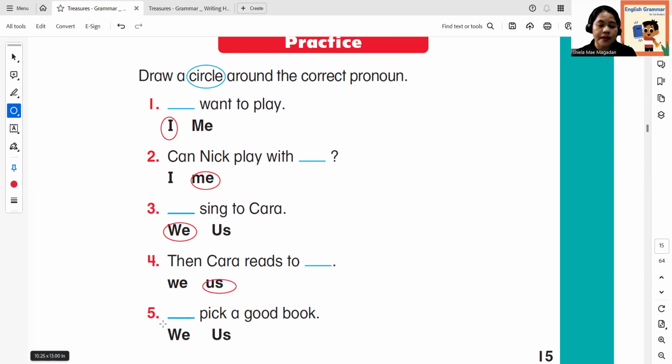And the last one, pick a good book. We pick a good book or us pick a good book. Yes, absolutely. That's we. All right, that's the end of our lesson in part 2. I hope to see you next time in part 3 in first graders English grammar lesson.